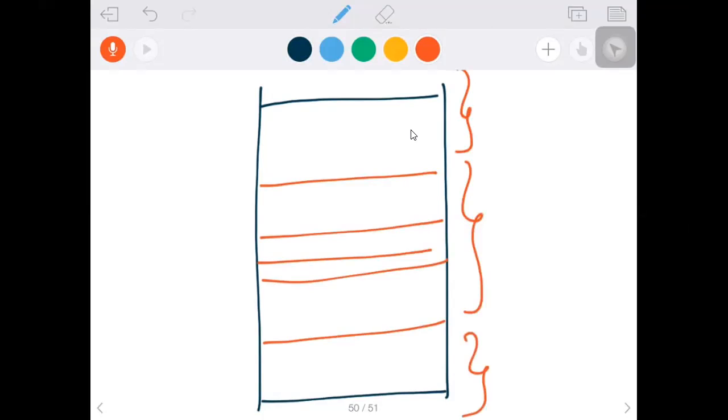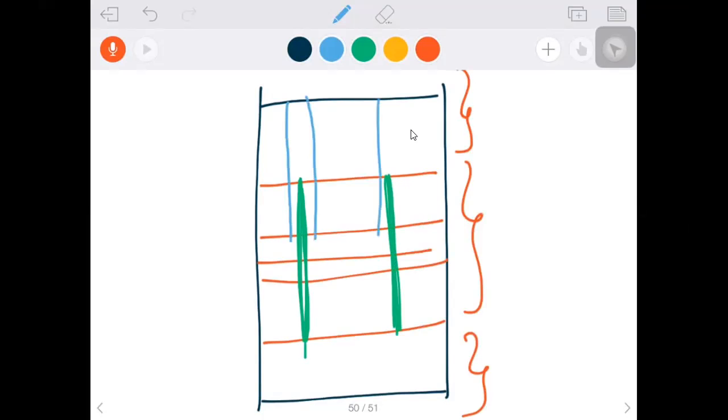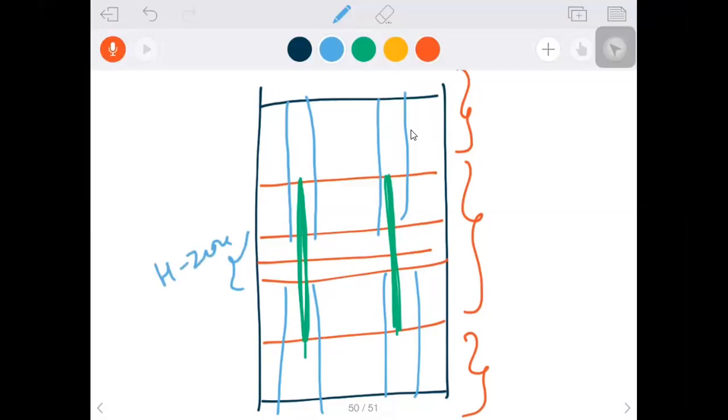Then, arrangement of thick and thin filaments wise, thick filaments are present in the A band. Next, thin filaments. Thin filaments are present in the I band, and in the A band also the thin filaments are present, but except the H zone. So this is the A band, and I and I. I means light band, we say isotropic band.